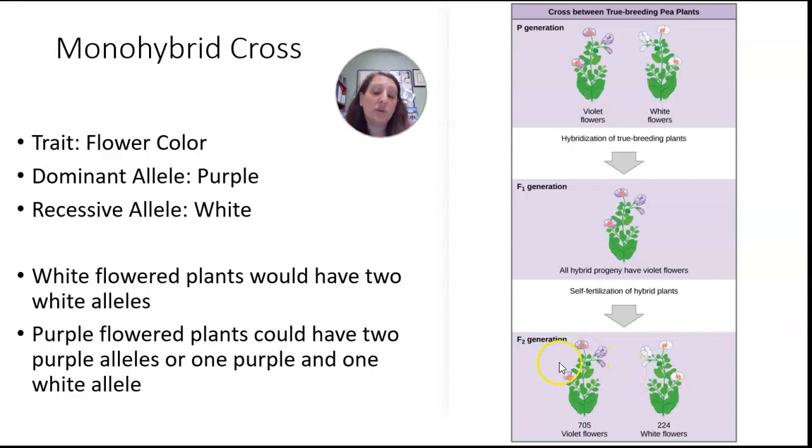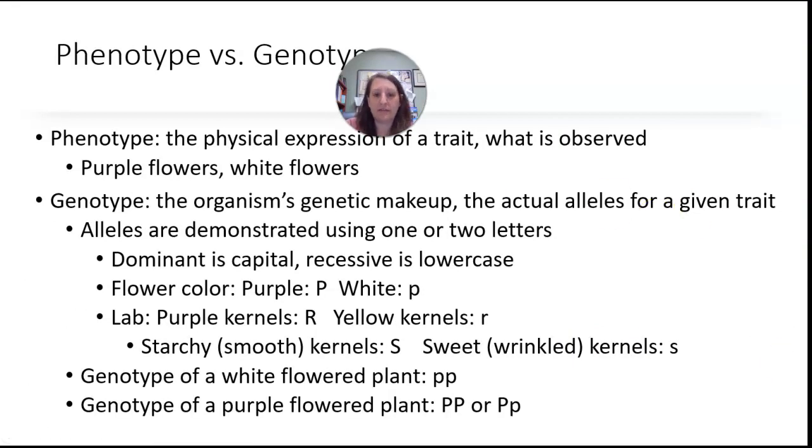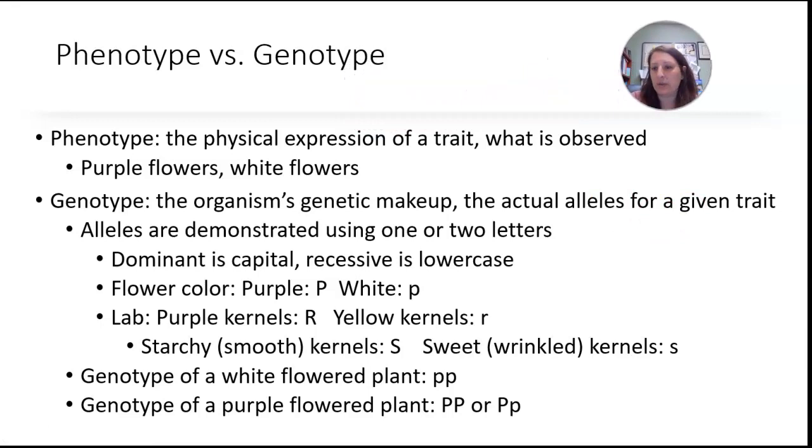Okay, this is also how we know that purple is dominant to white. So let's make a little bit more sense of this. When we talk about purple and white, this physical expression of a trait, what we actually see, that's going to be called the phenotype. That's a term that you want to make sure that you know. So again, purple flowers, that's the phenotype. The white flowered plants, phenotype is white flowers.